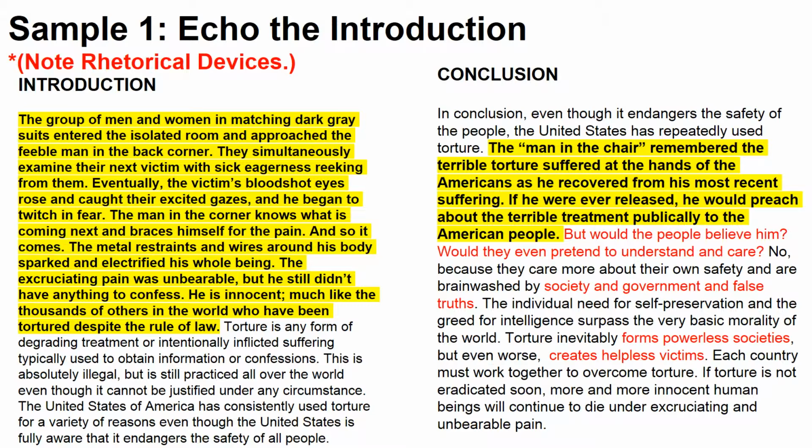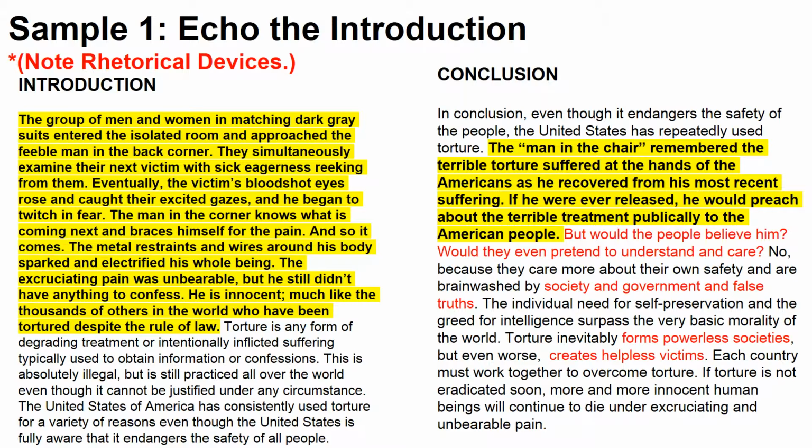So if we look in the conclusion, you're going to notice in bold is where I mention some of that anecdote from my introduction that we just read. So let's go ahead and walk through this conclusion paragraph. In conclusion, even though it endangers the safety of the people, the United States has repeatedly used torture. So beginning with my reverse thesis there, and now where I echo the introduction. The man in the chair remembered the terrible torture suffered at the hands of the Americans as he recovered from his most recent suffering.